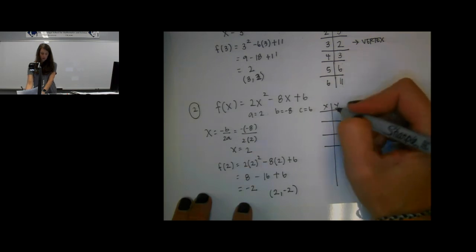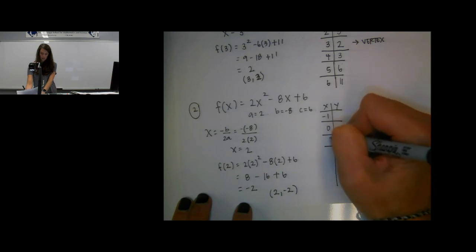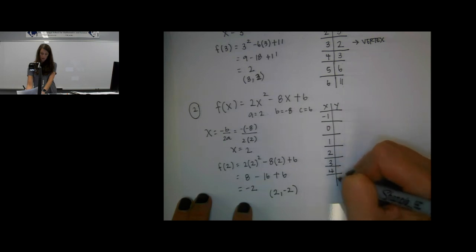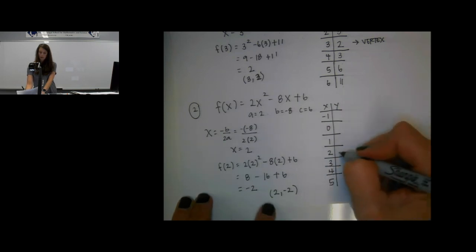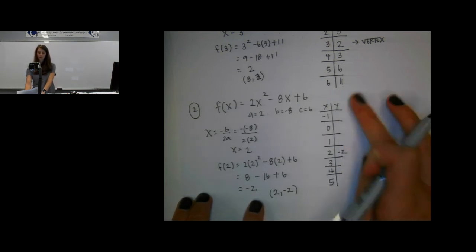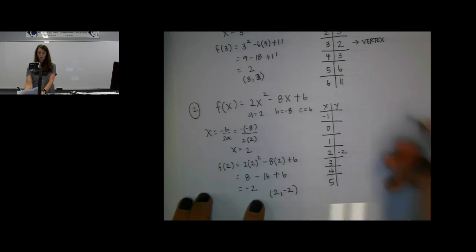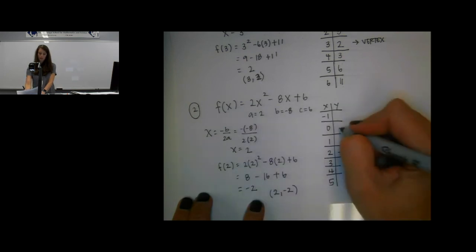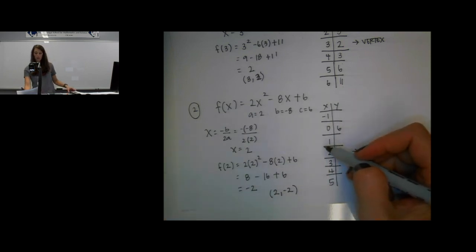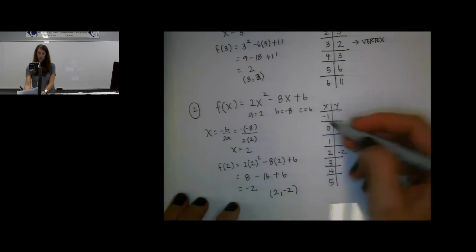Yeah? So we'll have negative 1, 0, 1, 2, 3, 4, 5. So at 2, we're going to be at negative 2. So now I want to plug in all of these values to the left and to the right. Remember, it's symmetrical. This is your vertex. Okay, so if you plug in a 0, it's going to be what? 6. If you plug in a positive 1, that's going to be 2 minus 8 plus 6. So that's going to be a 0, right?